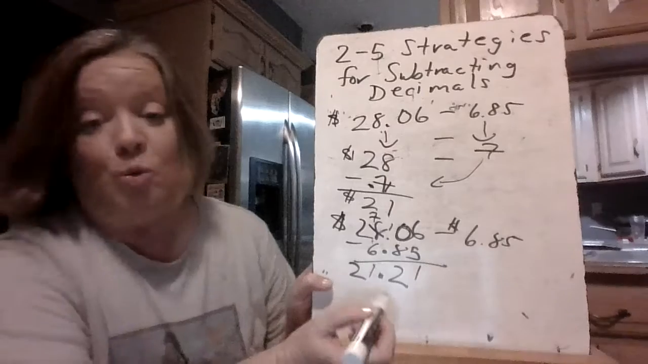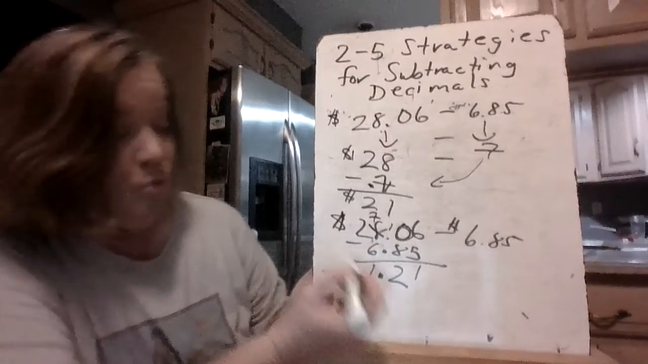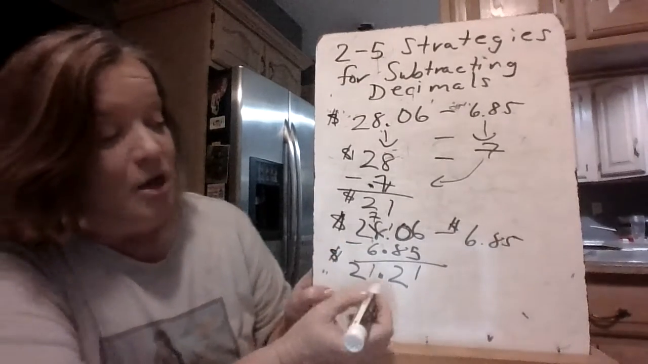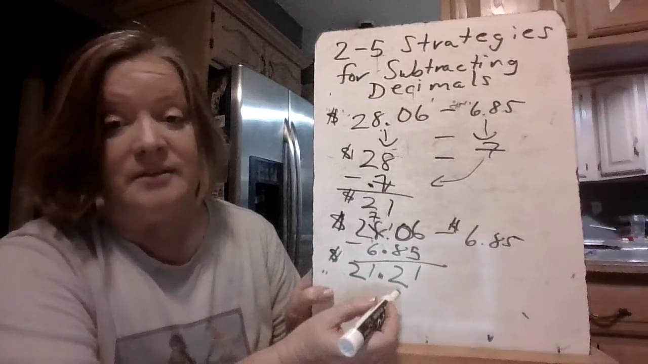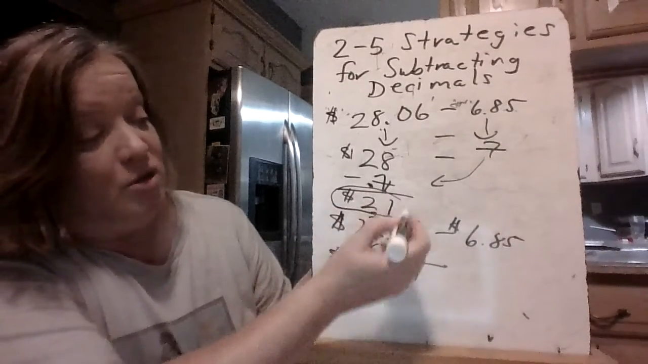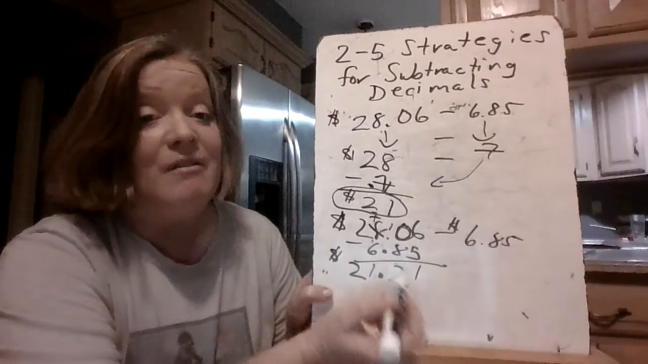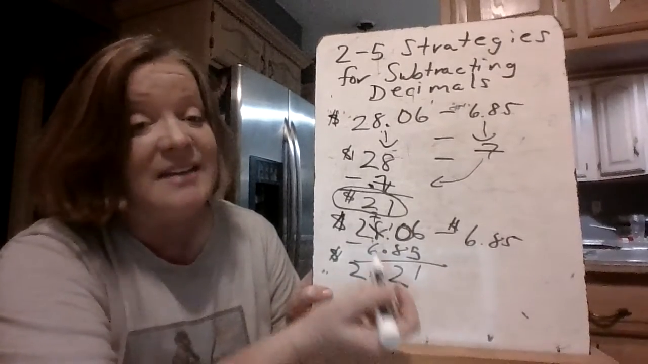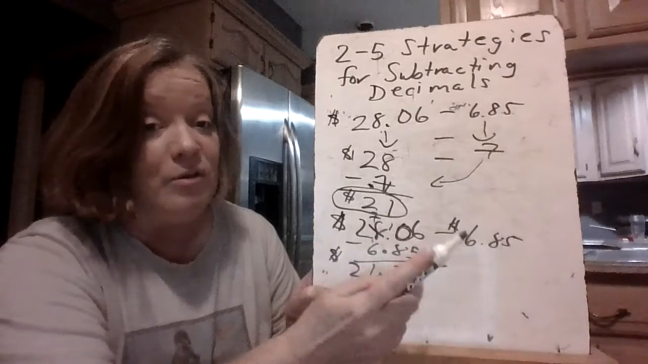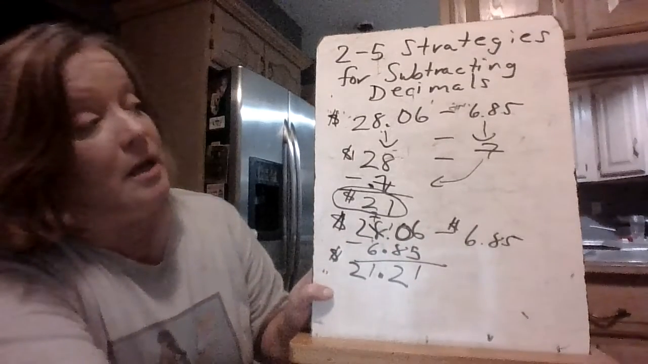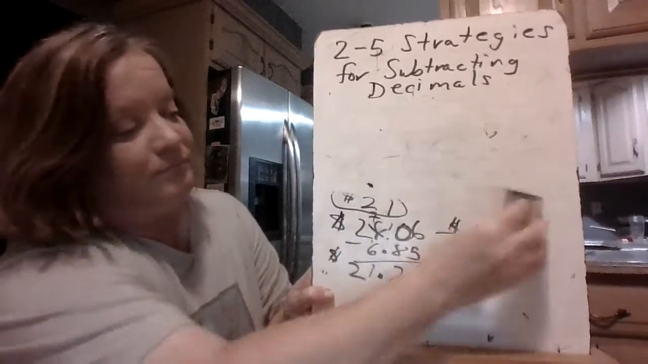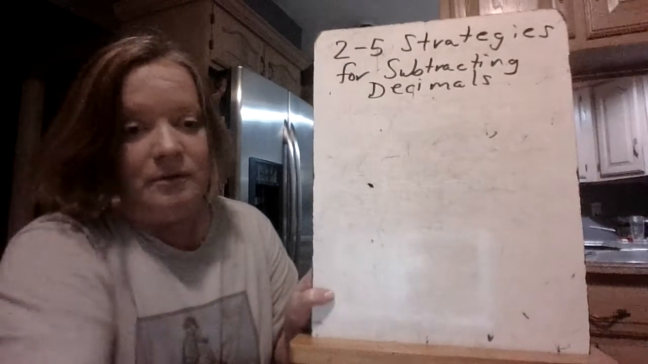My answer is 21 and 21 hundredths, or if I want to think of it in terms of money, $21.21. And what did we make as our estimate? 21. So again, we're only off by 21 hundredths or 21 cents. So again, our exact answer and our estimate should be very close to each other if we've done it accurately. Last one. Here we go.